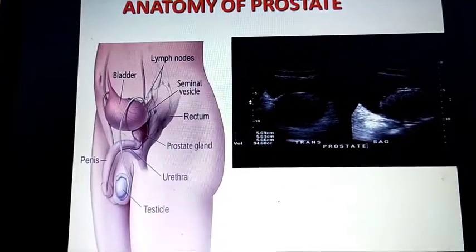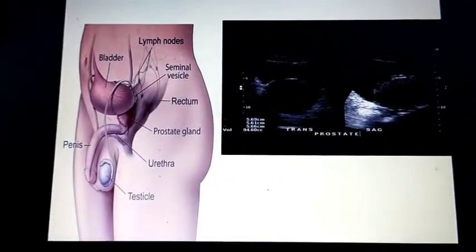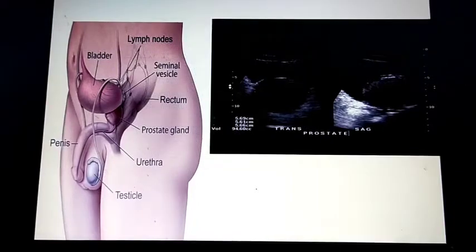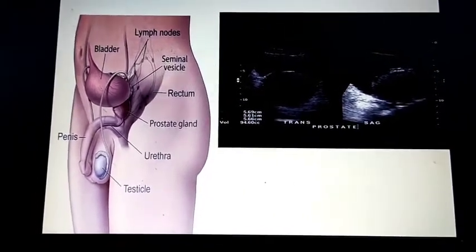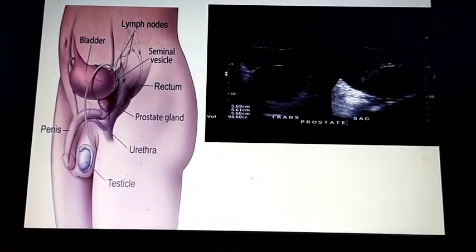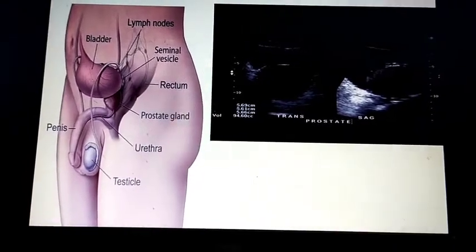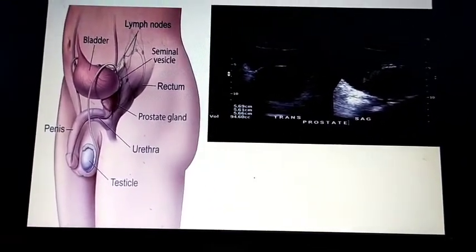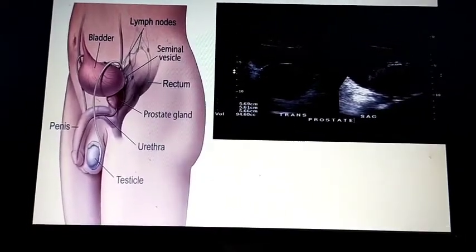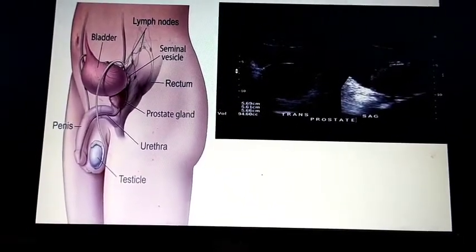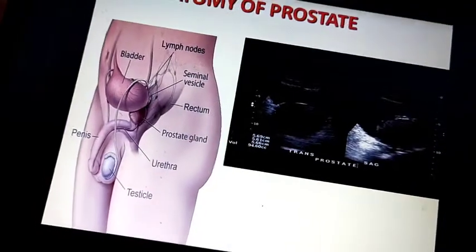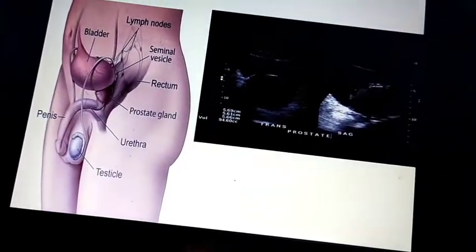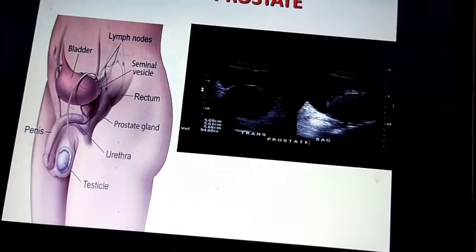And its shape looks like, or resembles, an inverted cone. Imagine an ice cream cone, it looks like an inverted cone, and it has a base and an apex. Okay, you can go for the next slide.